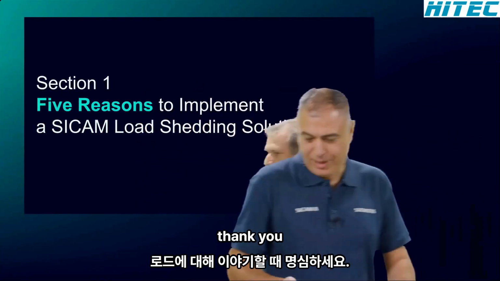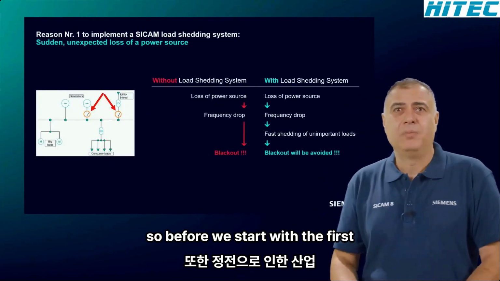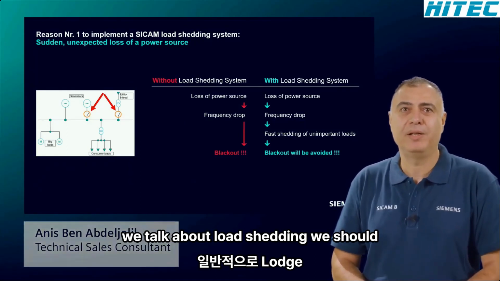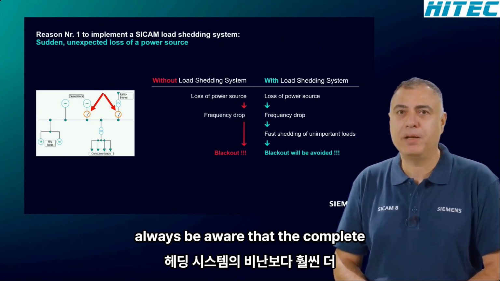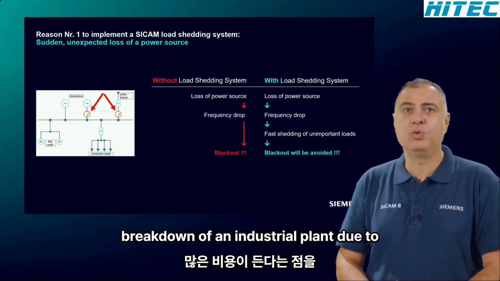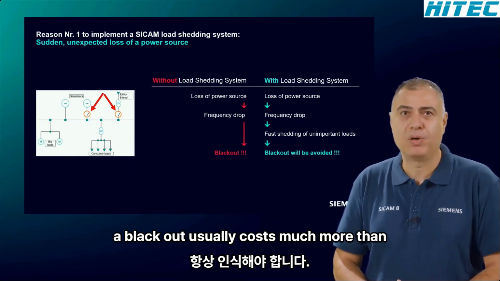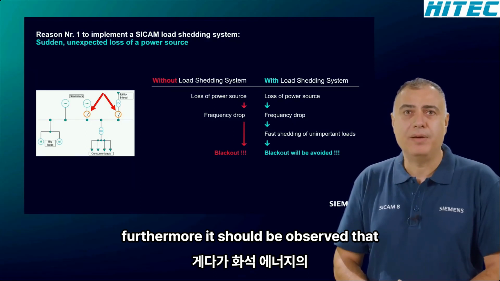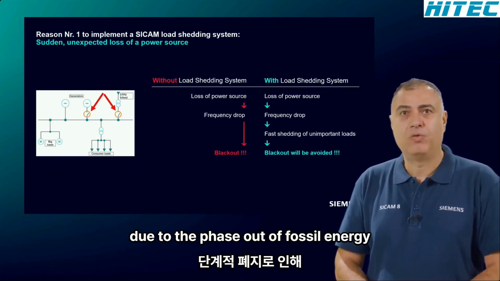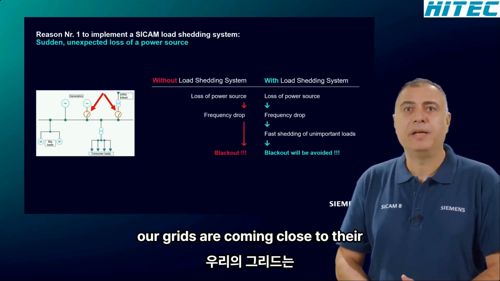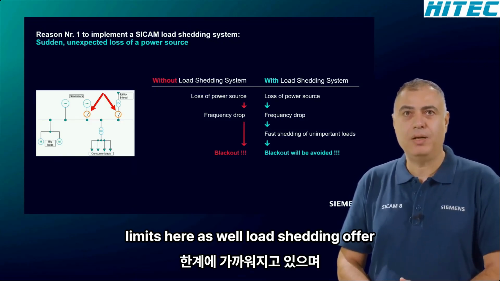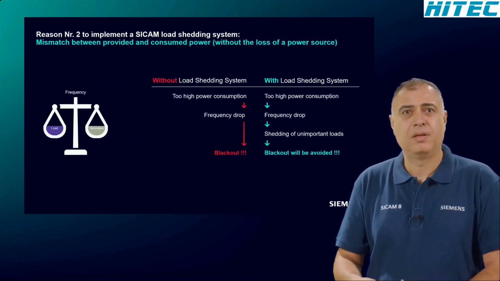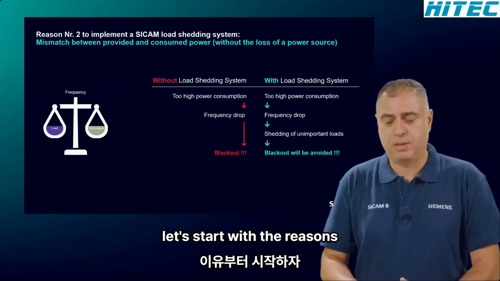Thank you, Gerhard. Before we start with the first argument, please keep in mind that when we talk about load shedding, we should always be aware that the complete breakdown of an industrial plant due to a blackout usually costs much more than the acquisition of any load shedding system. Furthermore, it should be observed that due to the phase out of fossil energy, our grids are coming close to their limits. Here as well, load shedding offers functional advantages.